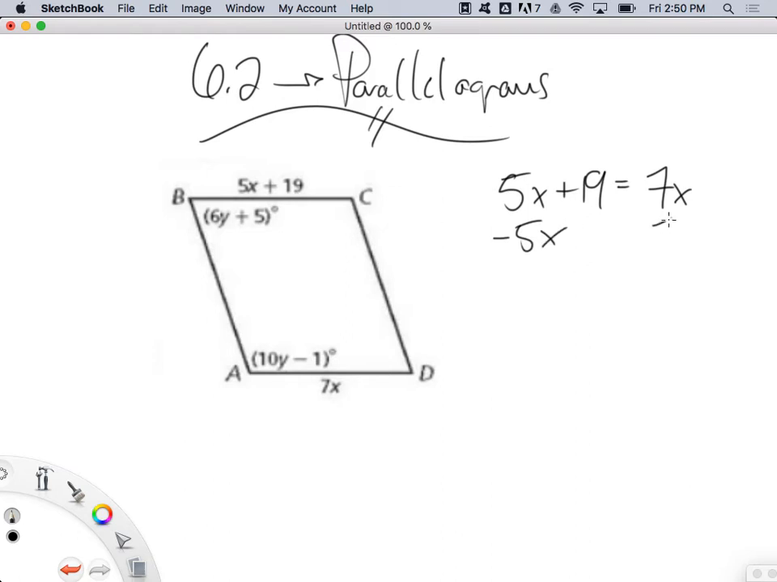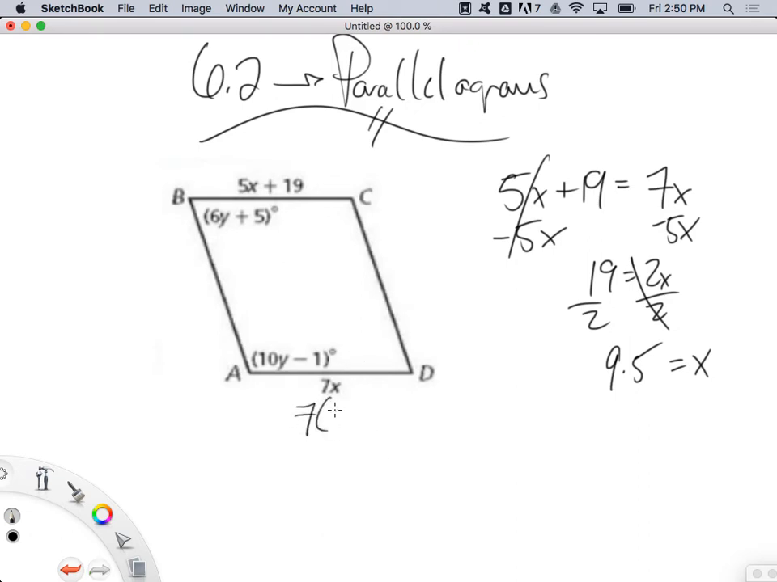So subtract 5x from both sides. You get 19 equals 2x. Divide by 2, you get 9.5. X equals 9.5. 7x is here. 7x equals 5x plus 19. So I solve for x. What if I wanted to solve for the sides? What would I do? 6y. Plug it back in. And I get 66.5.